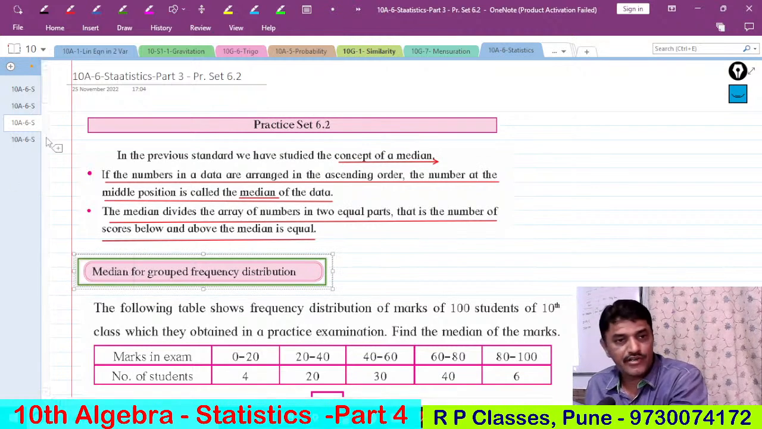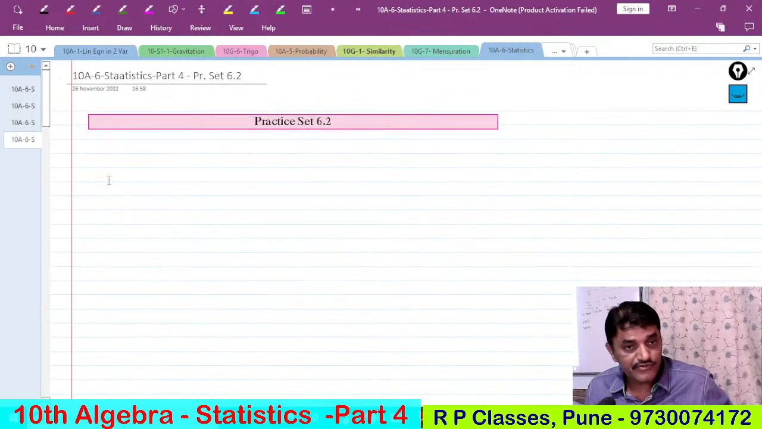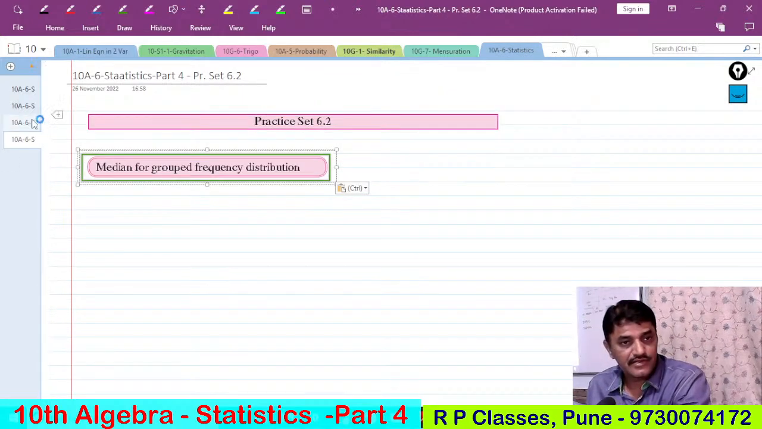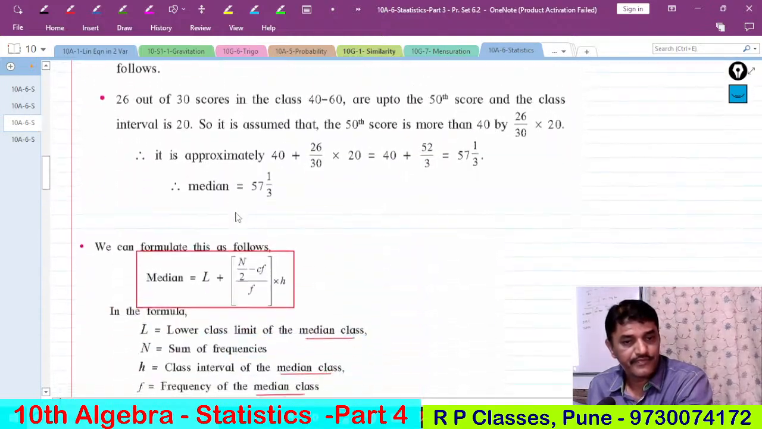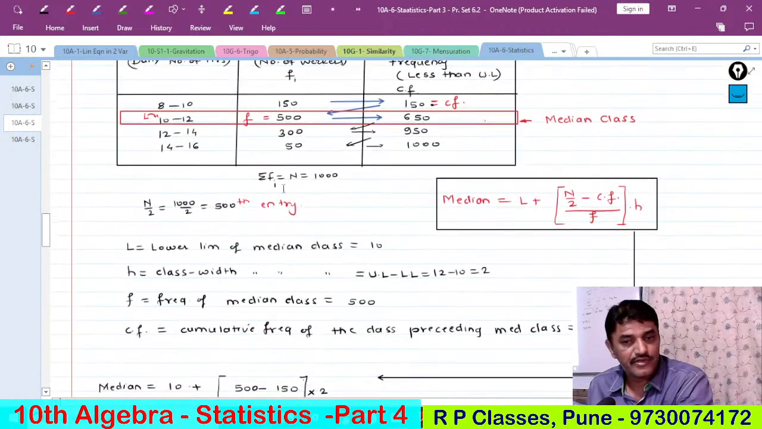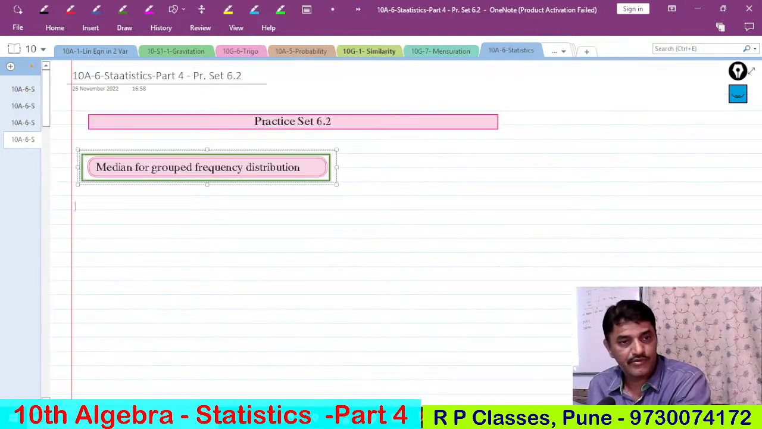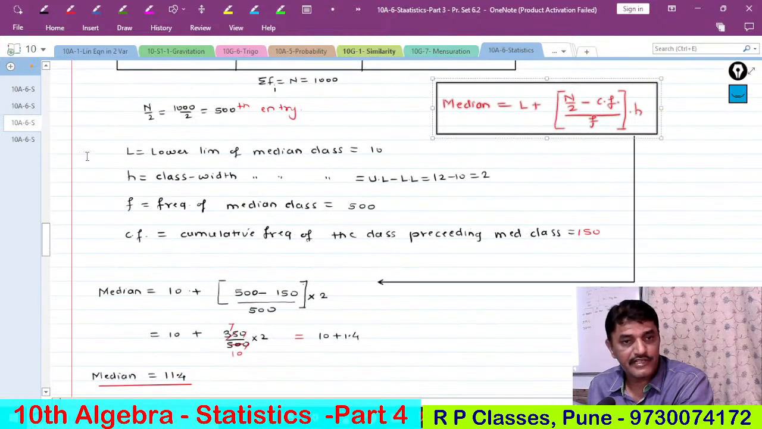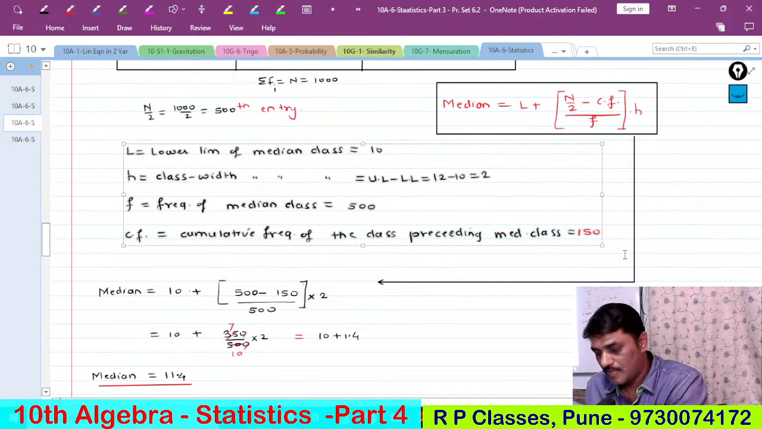We find out the median of the grouped frequency distribution, and what is the formula for that? Let's have a look at this formula. The formula that we make use of here is this. This is the formula that we make use of while solving the question. Let's paste the formula over here. And what are the details about the formula?